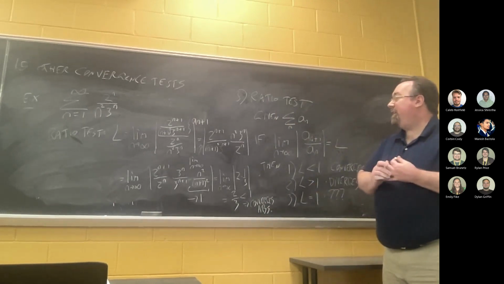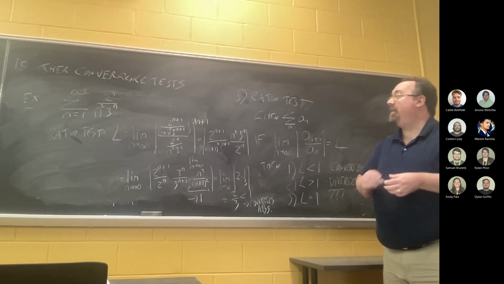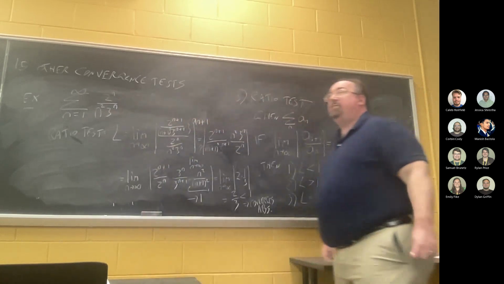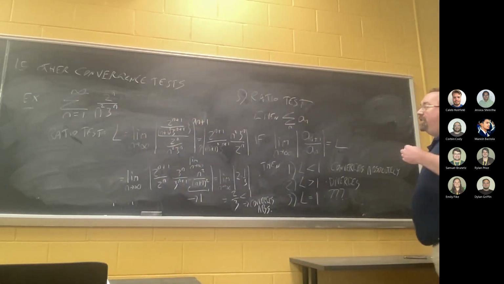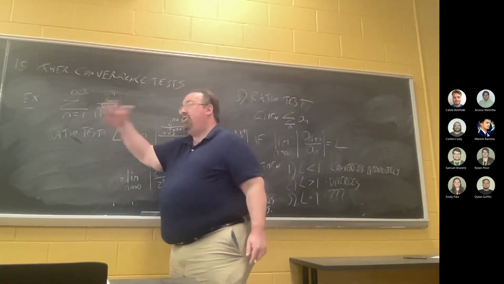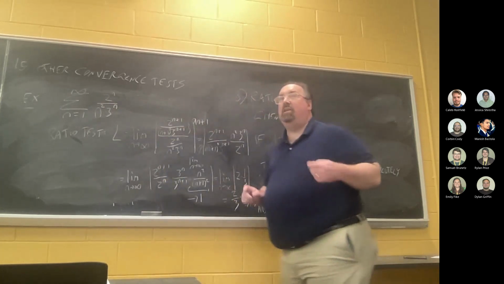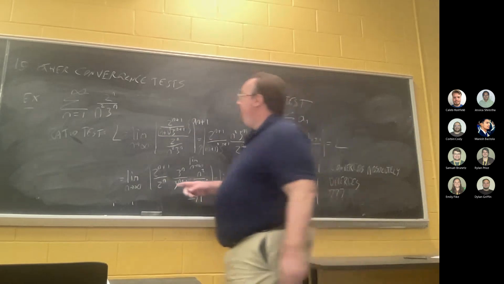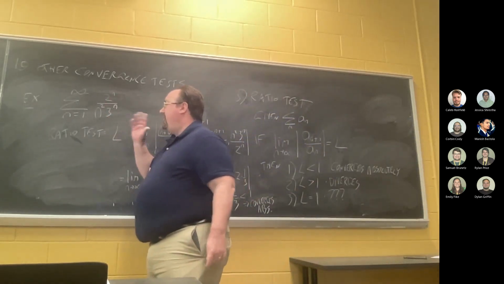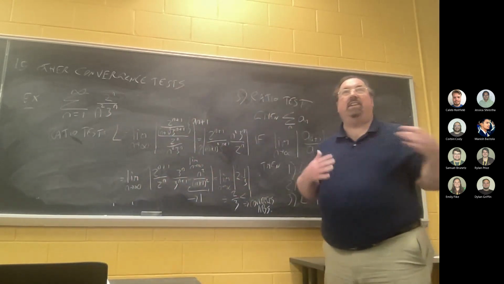The question on how that one played out. If I had flipped it to a 2 and a 3, this would have diverged. And the thing is, I still have this n squared denominator that's getting larger and larger, making the whole fraction smaller, but it would not be enough. If I had 3 to the n up top and 2 to the n down below, I'd have 3 halves to the n. That would be growing so much faster than the n squared.